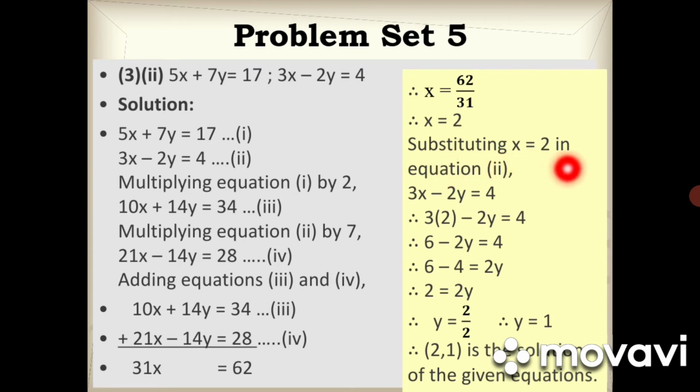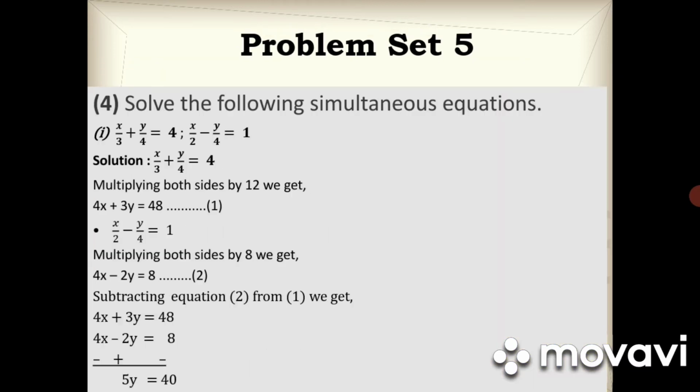Substituting x is equal to 2 in equation 2, we get 3x minus 2y is equal to 4. Therefore, 3 into 2 minus 2y is equal to 4. Therefore, 6 minus 2y is equal to 4. Therefore, 6 minus 4 is equal to 2y. Therefore, 2 is equal to 2y. Therefore, y is equal to 2 upon 2 and therefore y is equal to 1. Therefore, the ordered pair (2, 1) is the solution of the given equations.